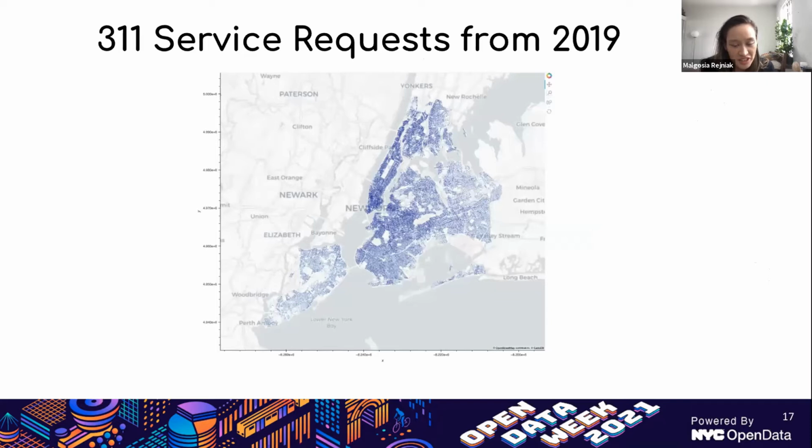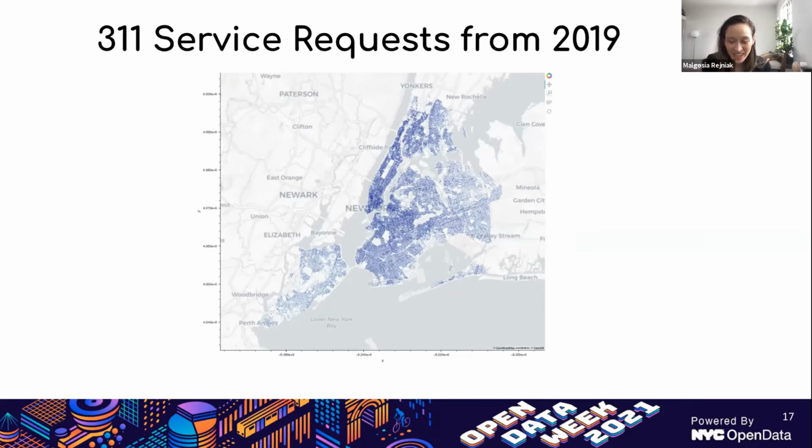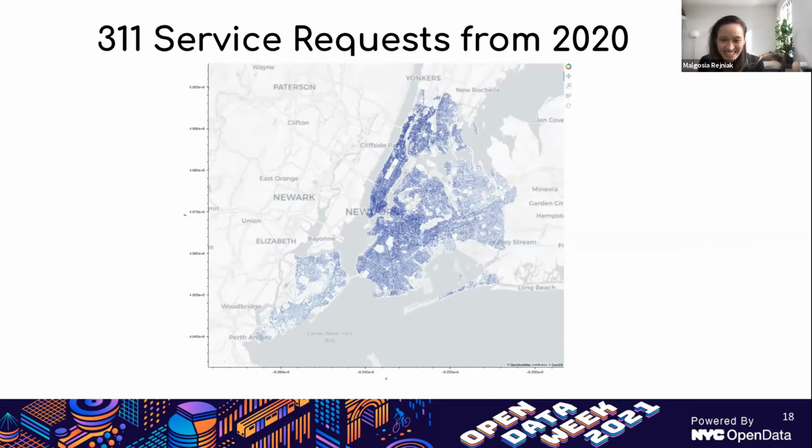So here I had just decided to plot all of the latitude and longitude for 2019 service requests. And you can go to the next slide if you'd like. Essentially, it looks very, very similar from 2020 to 2019. It is interactive. I can send it out to anyone else who's interested in zooming into the streets. That was kind of interesting in terms of a visualization approach.